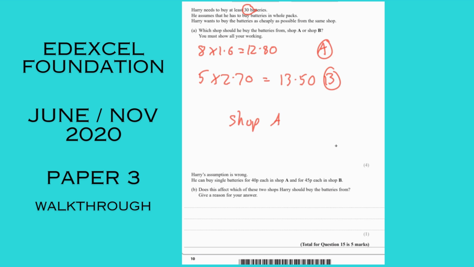So does this affect? It doesn't ask you if it affects the price. It says does it affect which of the 2 shops? No, because basically A is even cheaper. Means you'll be able to buy exactly the 30 batteries instead of having the 2 left over.